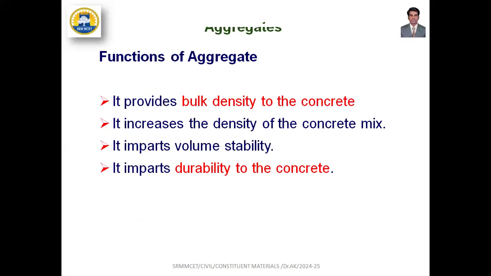Next is aggregate. In aggregate, we mainly classify fine aggregate and coarse aggregate. Fine aggregate is nothing but sand, and coarse aggregate is nothing but jelly. The main function of the aggregate is to give bulk density to the concrete as well as durability to the concrete mix.